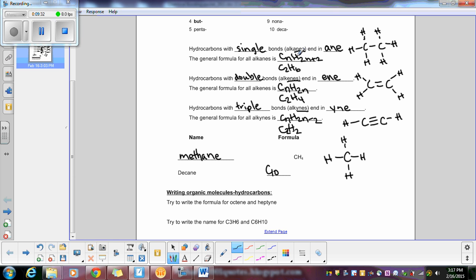To find the number of hydrogens, I'm going to take 2 times my number of carbons. So 2 times 10 is 20. Plus 2 more is 22. So C10H22 is decane.